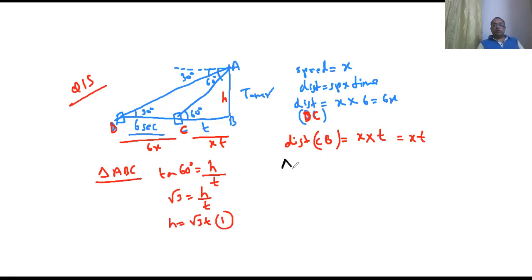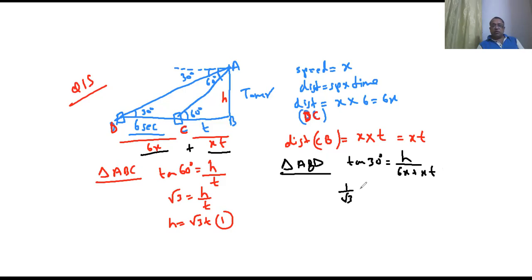Now we will go to triangle ABD. We are going to take triangle ABD. That is a big triangle here. So here tan 30 is equal to h upon, h is the height of the tower. The base, now what is the base? The base is 6x plus xt. We are adding this total, then we'll get the total base because we are taking the full triangle ABD, isn't it? So the total base length will be 6x plus xt. The value of tan 30 is 1 by √3 that I am going to put here, and this value we have already found out here. We'll put that.